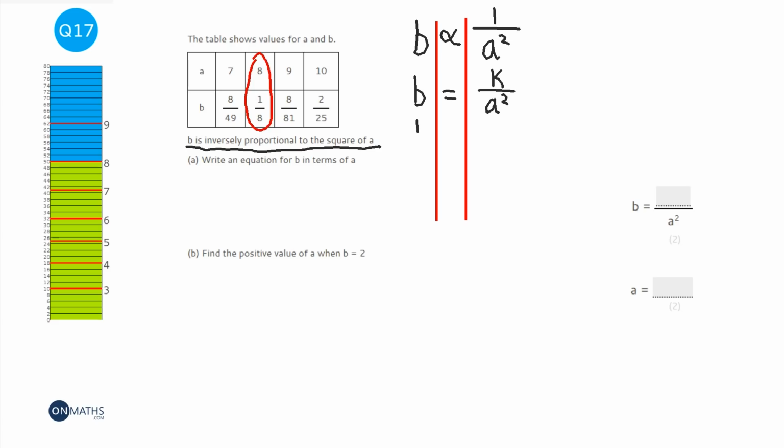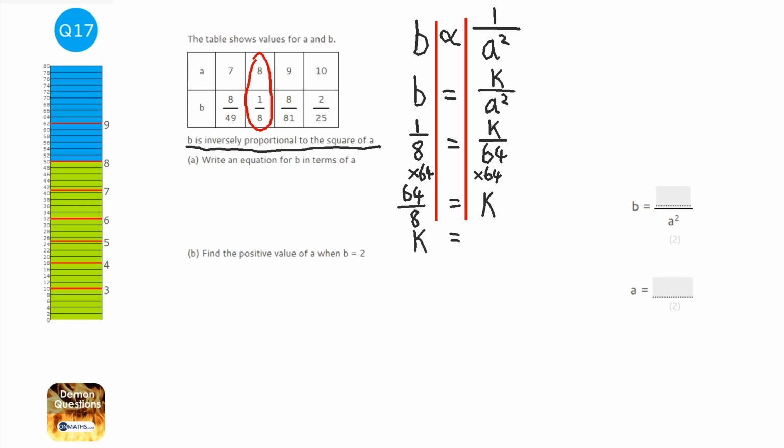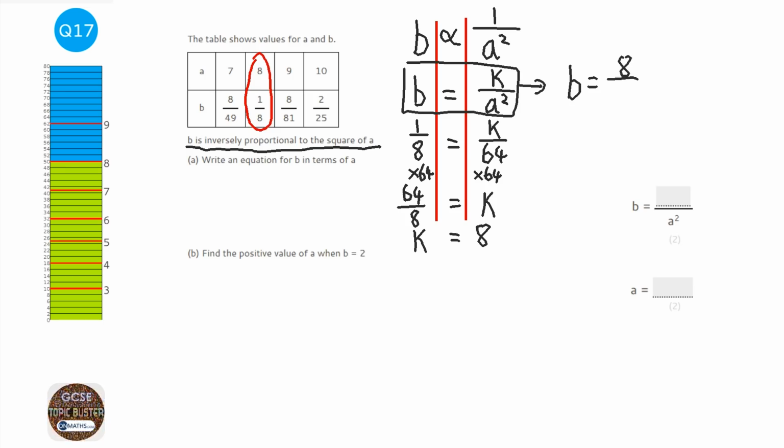So it says b is 1/8, so I'm going to substitute in b is 1/8. And k we are trying to find out, and it says a squared, so it would be 8 squared, which would be 64. So I'm going to times both sides by 64, so I can find what k is. So it becomes 64 over 8 equals k, so therefore k is equal to 64 divided by 8, which is just 8. So putting that back into this formula here becomes this equation here. So b equals 8 over a squared. Okay, I'm going to use that to find out what a is when b is 2.